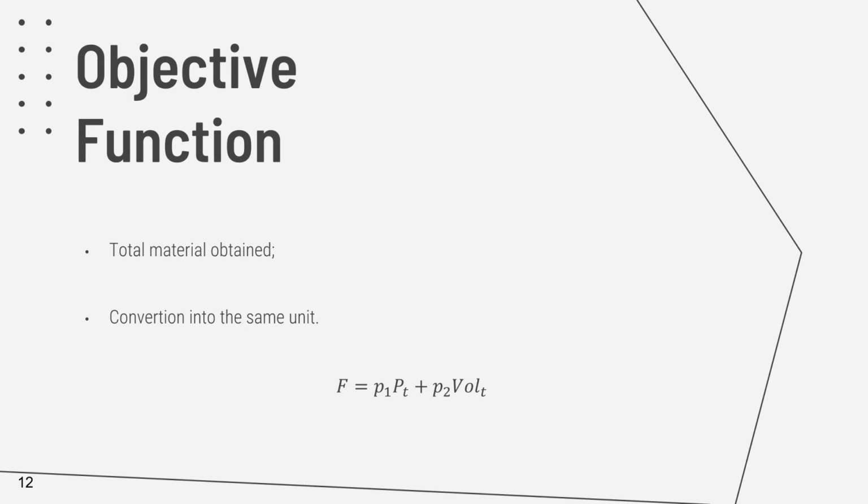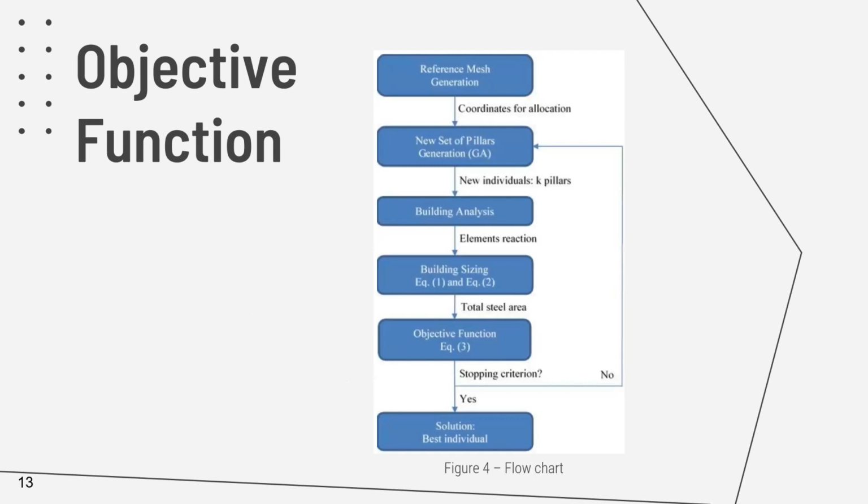This is the objective function the genetic algorithm is trying to minimize, where f is the objective function, p1 and p2 are coefficients. These 4 steps are repeated until it finds the minimal value of the algorithm or if the algorithm reaches the maximum iteration, as we can see in this flow chart. After meeting the stopping criterion, the best solution is reached.